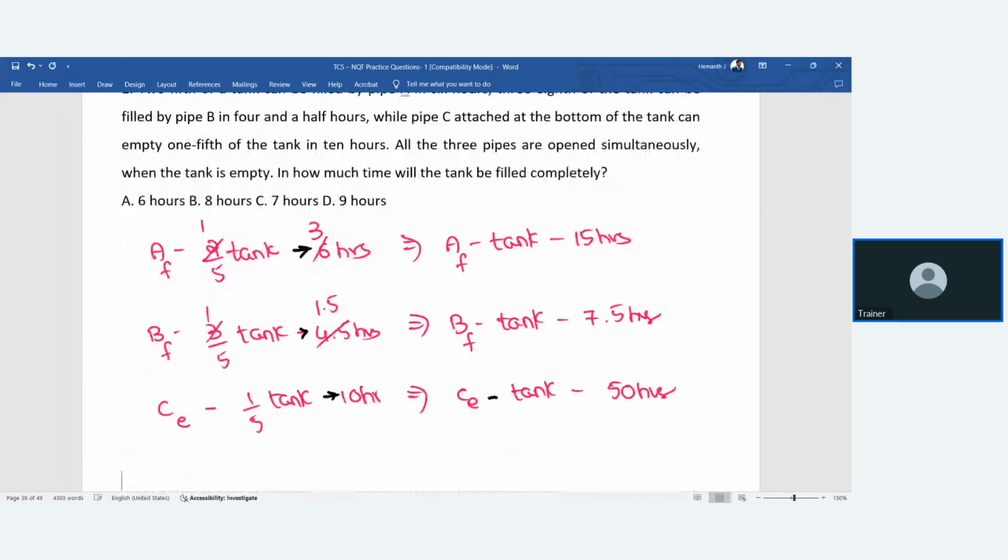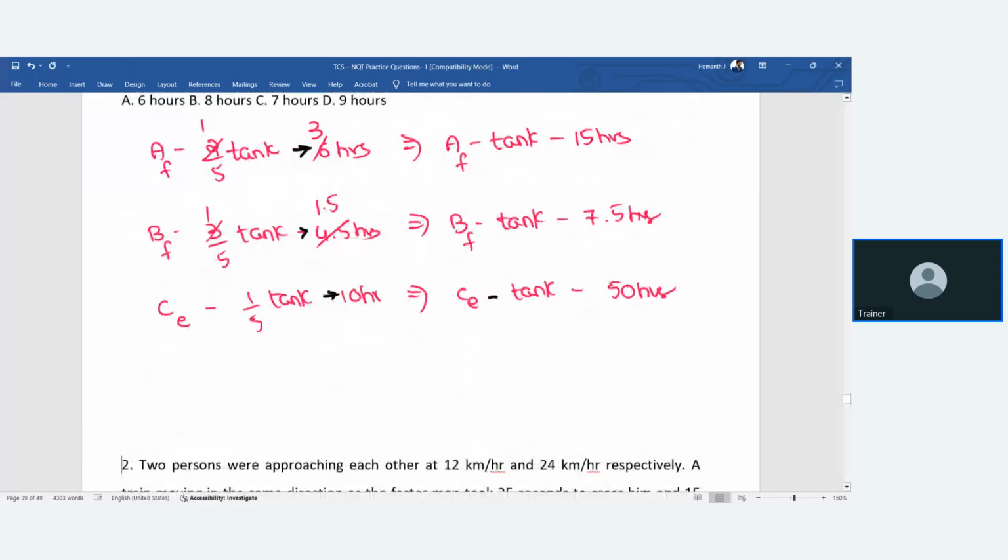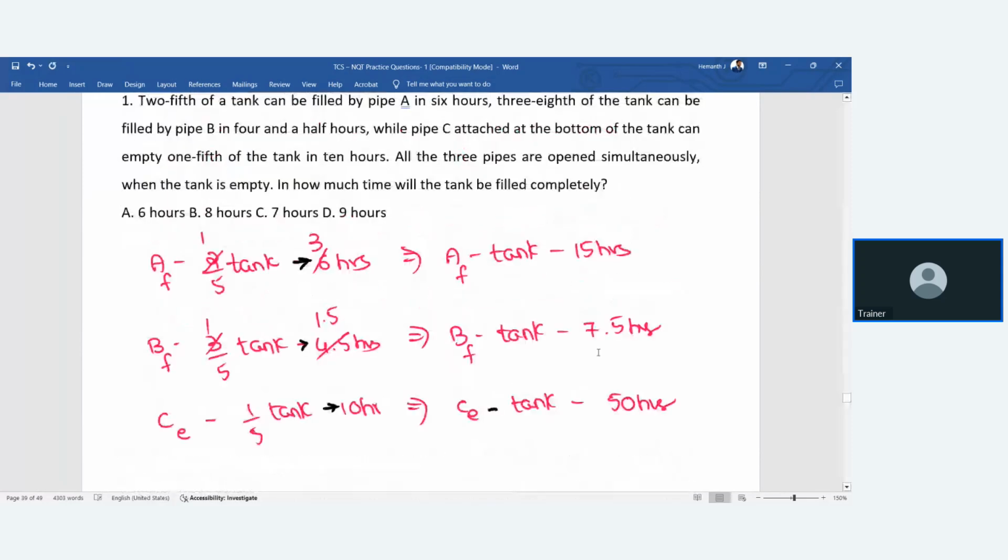Now when all 3 pipes are open, we have 15, 7.5 and 50. For 7.5 and 15, we can go for 15 as the LCM. 15 and 50, 75. Let's say 300 liters is the tank capacity. A can fill 20 liters per hour. B can fill 40 liters per hour, whereas C is emptying 6 liters per hour.